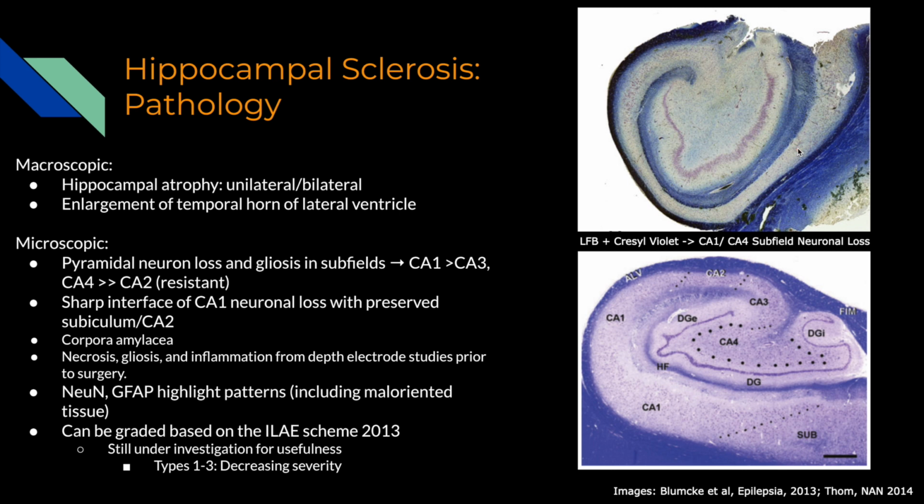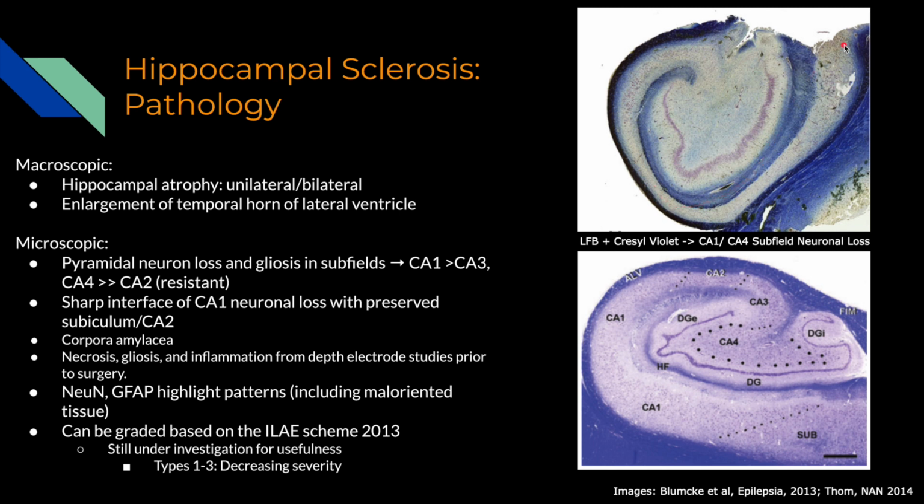This is what you normally see. You see pyramidal cell neuronal loss and gliosis in CA1, usually more prominent in CA3, CA4, and really CA2 is resistant to this neuronal loss. And again, as we saw, that's because it's not part of the circuit that we discussed, from the entorhinal cortex to the dentate to the CA4, CA3 neurons to the CA1 through the Schaffer pathway to the subiculum, and then back out to the entorhinal cortex.